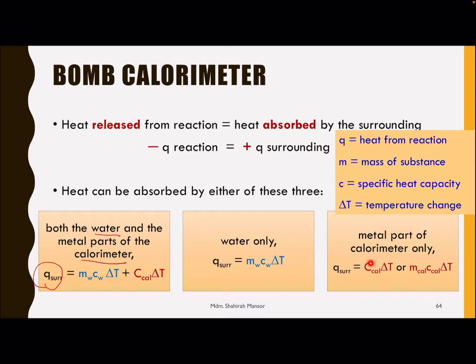And if we have the calorimeter only as the surrounding, the formula for Q surrounding will be capital C delta T, or MC delta T. So M is for the mass of the calorimeter. The small c will be the specific heat capacity of the calorimeter, whereby the delta T here will be the temperature change. Okay, so in order to find the heat released from the reaction, we can get it from the heat absorbed by the surrounding. So these are the 3 formulas that we can use in order to find the heat absorbed by the surrounding.